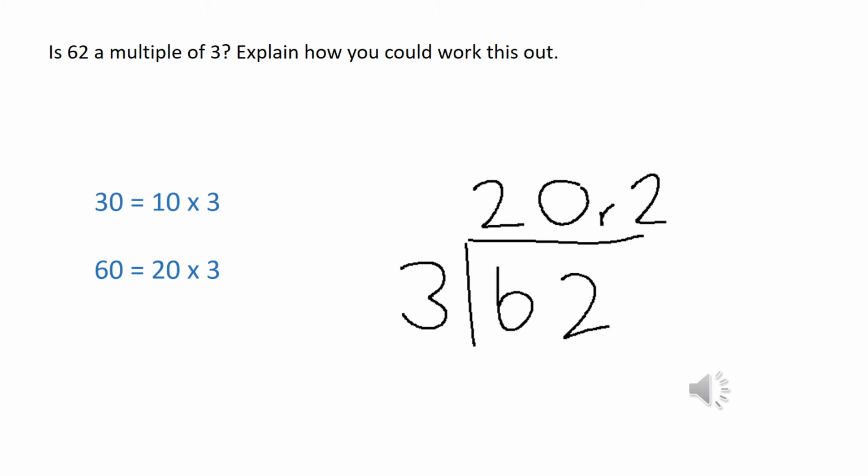Or you could have used a method, for example, short division, or we like to call it the bus stop method, to work this out. So thinking, for example, how many times does 3 go into 6? It goes in twice. How many times does it go into 2? It doesn't, so we have a remainder of 2. And because there's not a whole number as our answer, we know that it's not a multiple of 3.